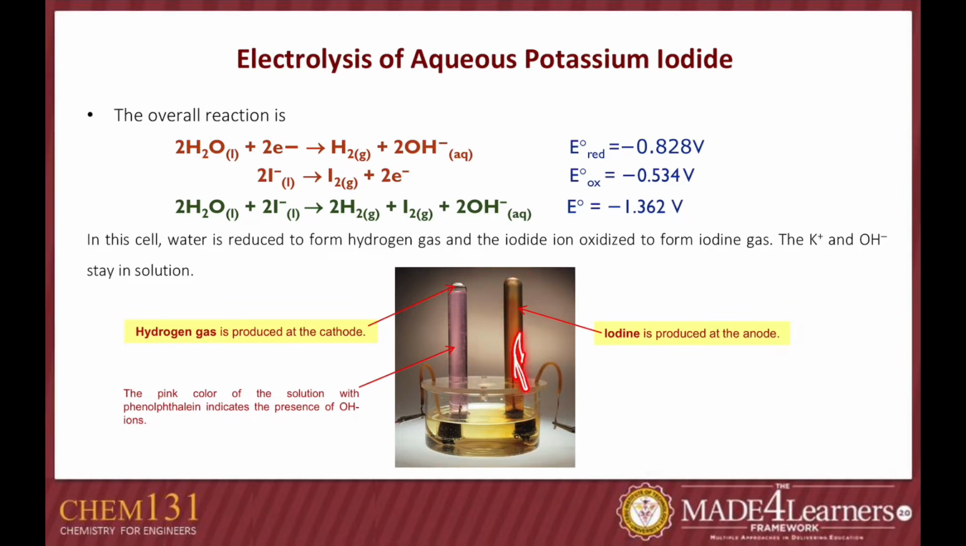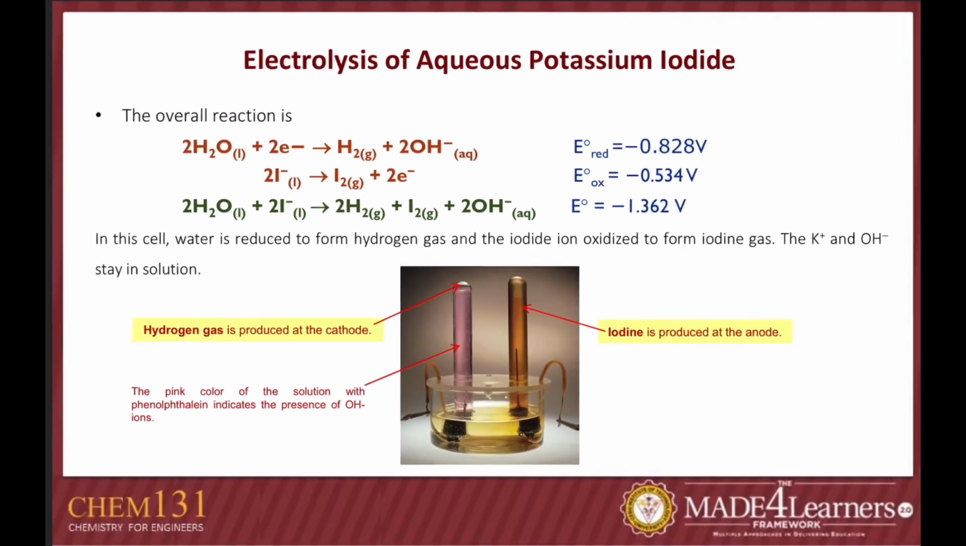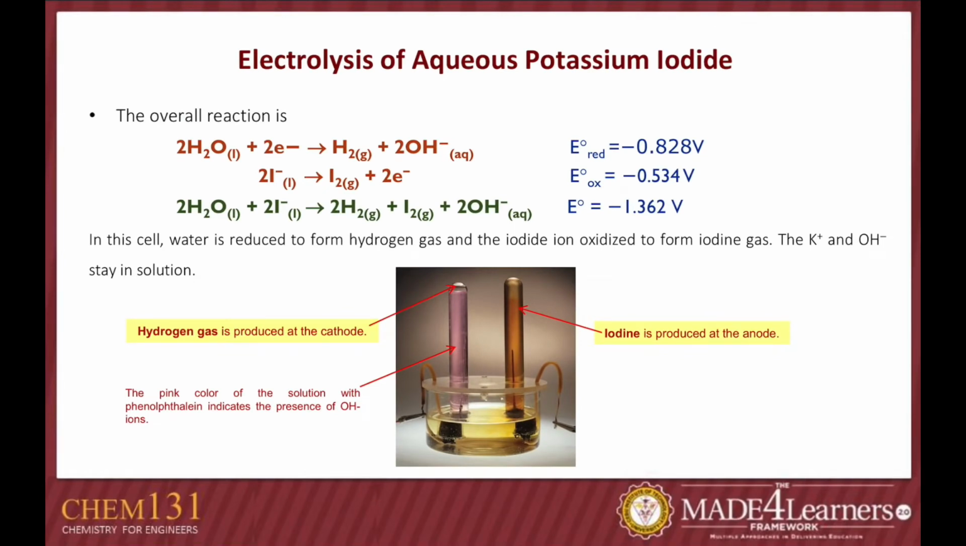So this is the gas. And then the pink color of the solution is indicative of the presence of the OH ion. So phenolphthalein was added, right? If you put phenolphthalein, it turns pink when basic. So we can see here that it's a basic solution, indicating OH.